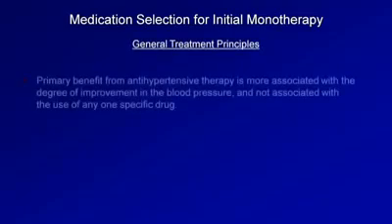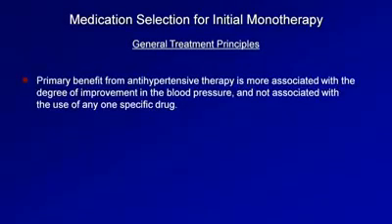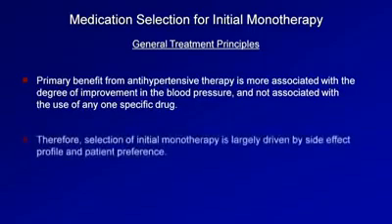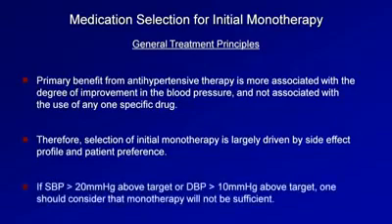With so many choices, once the decision has been made to start an antihypertensive, how does one choose one? The first general principle of drug selection is that the primary benefit from antihypertensive therapy is more associated with the degree of improvement in the blood pressure and not associated with the use of any one specific drug. Therefore, selection of initial monotherapy is largely driven by side effect profile and patient preference. If the systolic blood pressure is more than 20 points above target, or diastolic blood pressure is more than 10 points above target, one should consider that monotherapy will not be sufficient and that dual therapy might be best even to start off with at the beginning.